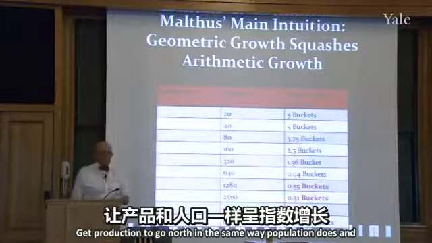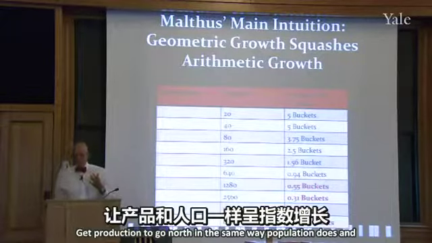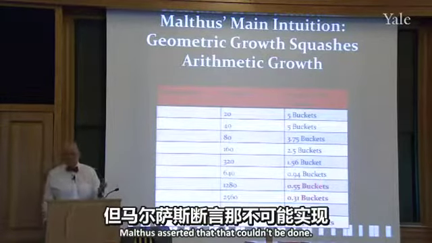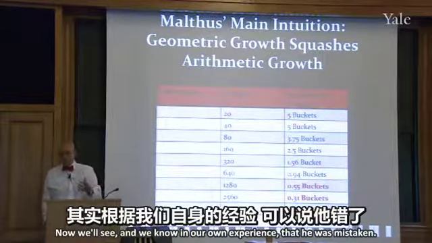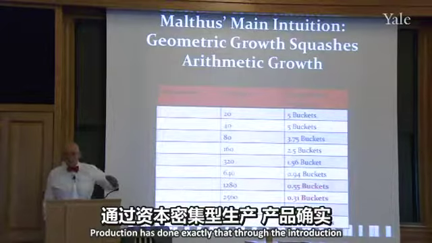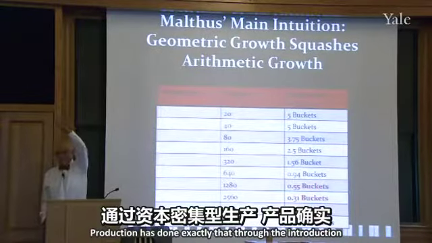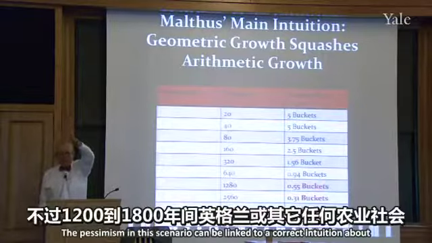Get production to go north in the same way population does. And Malthus asserted that that couldn't be done. Now we'll see, and we know in our own experience that he was mistaken. Production has done exactly that through the introduction of capital-intensive production.